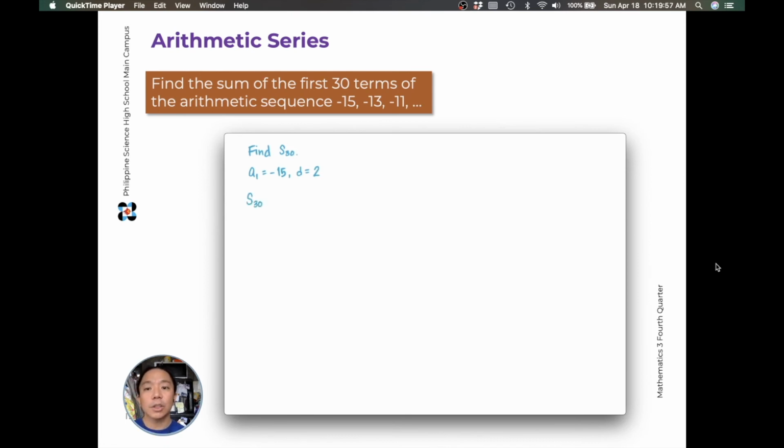The sum of the first 30 terms using our formula will be 2 times the first term plus n minus 1, or 30 minus 1 times the common difference times the number of pairs. So the first term is negative 15, n is 30, so this will be 30 minus 1. The common difference is 2, and ilang pairs meron tayo? We have 30 over 2. Simplifying this expression, we'll have negative 30 plus 29 times 2, 58 times 15, and our final sum is 420. So the sum of the first 30 terms of this arithmetic sequence is 420.